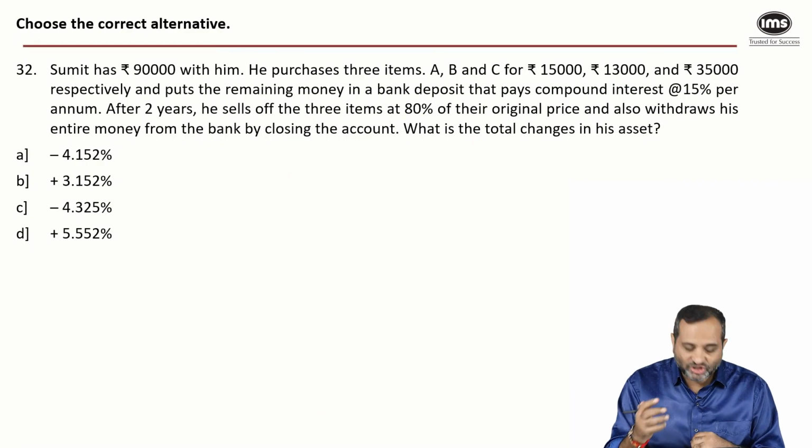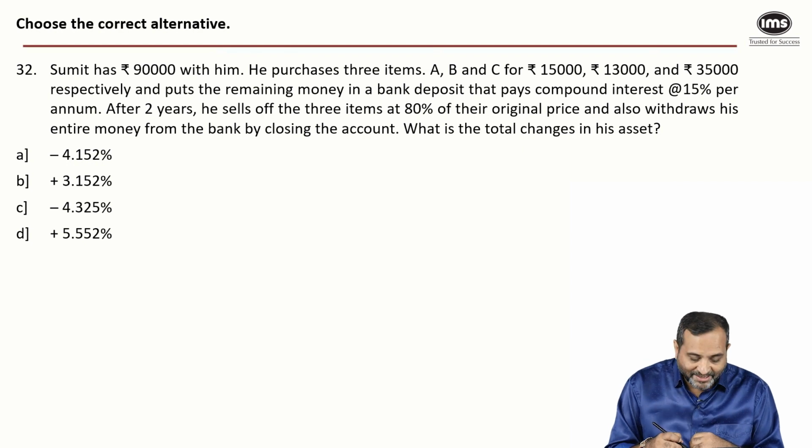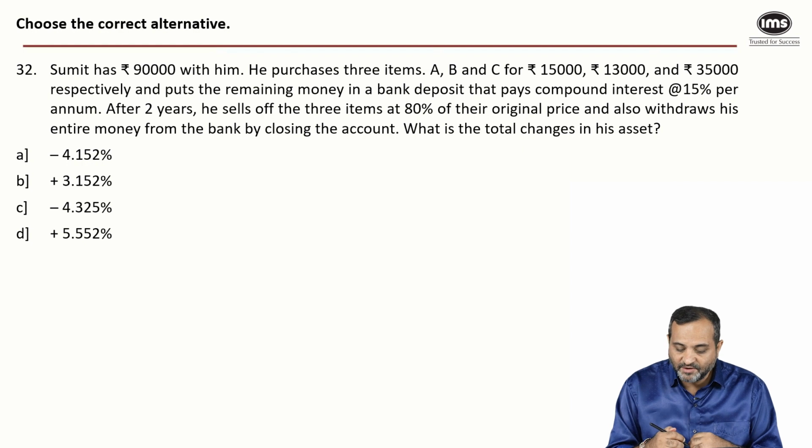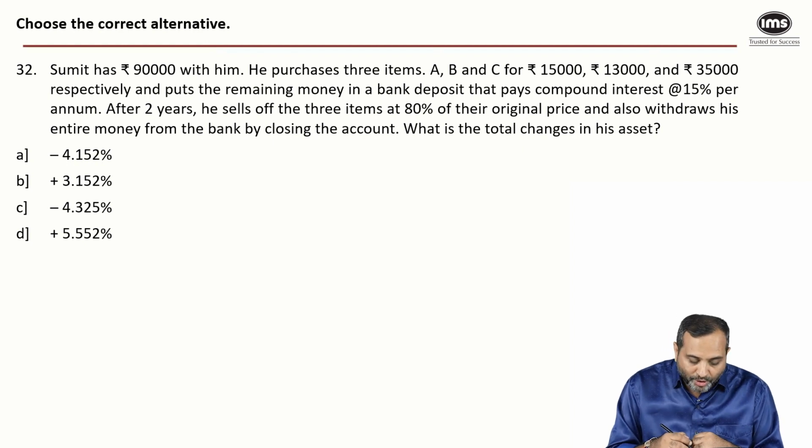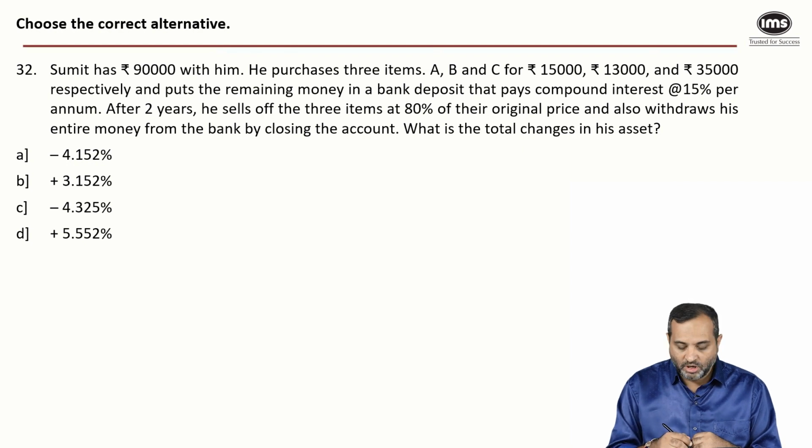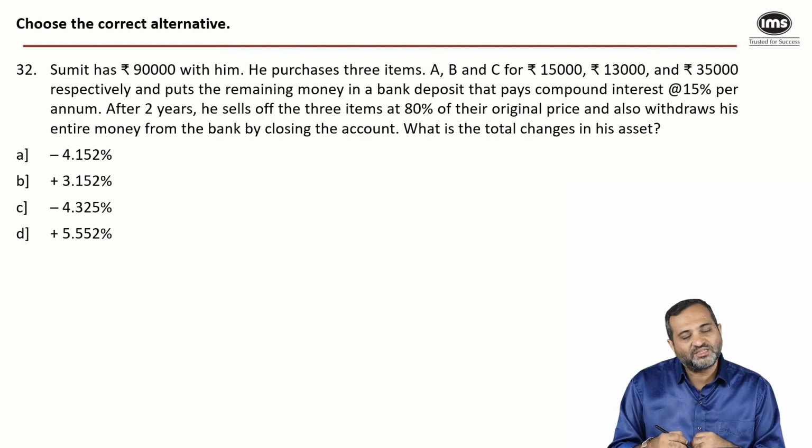Okay, let's look at the next question. Sumit has 90,000 with him. He purchases 3 items A, B and C for rupees 15,000, 13,000 and 35,000 and puts the remaining money in a bank that pays compound interest at 15% per annum. After 2 years, he sells off the 3 items at 80% of the original price and also withdraws his entire money from the bank by closing the account. What is the total change in his asset?